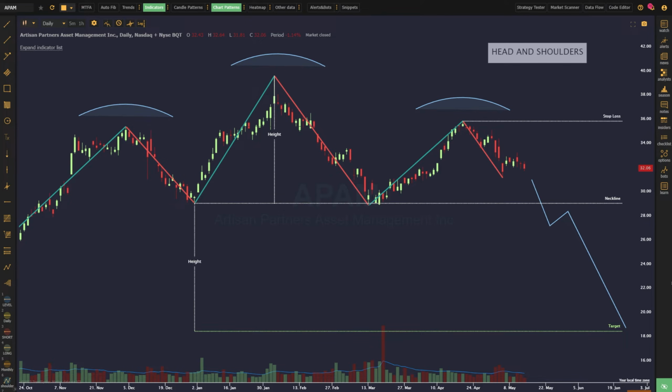To trade a head and shoulders pattern, first look for a confirmed breakout below the neckline, accompanied by an increase in volume. Set a stop loss above the most recent shoulder or just above the neckline, and a price target can be estimated by measuring the height from the head to the neckline and subtracting it from the neckline.